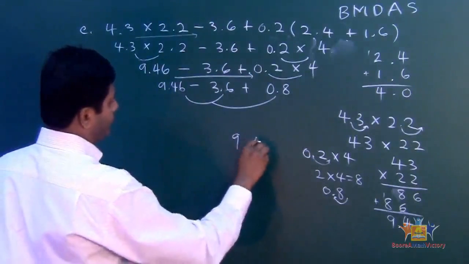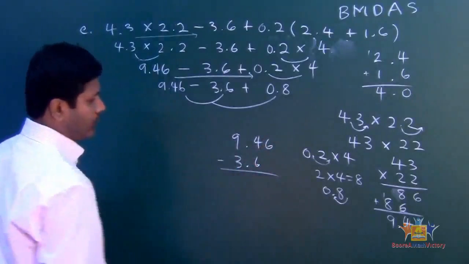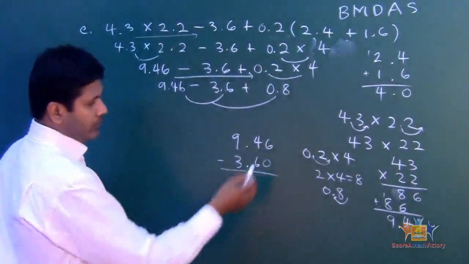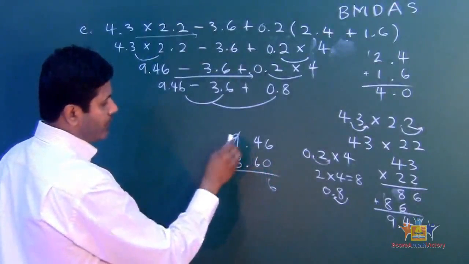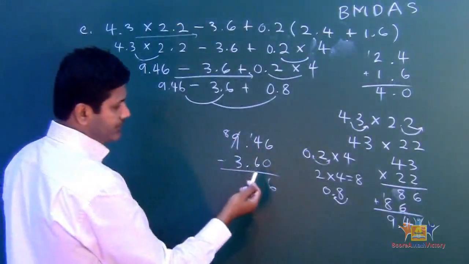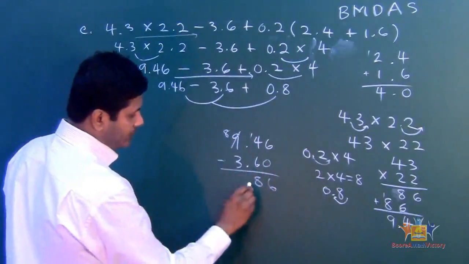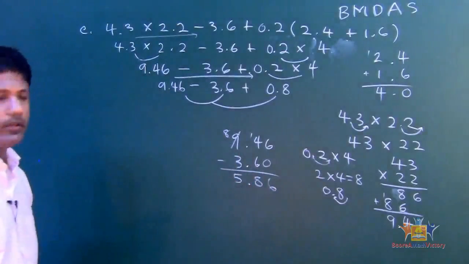So 9.46, 3.6 minus. And then you can add a 0 right there. 6 minus 0 is 6. 4 minus 6, you can borrow from 9. 9 becomes 8, 4 becomes 14. 14 minus 6 is 8. Bring the decimal straight down. 8 minus 3 is 5. Right there. Okay?